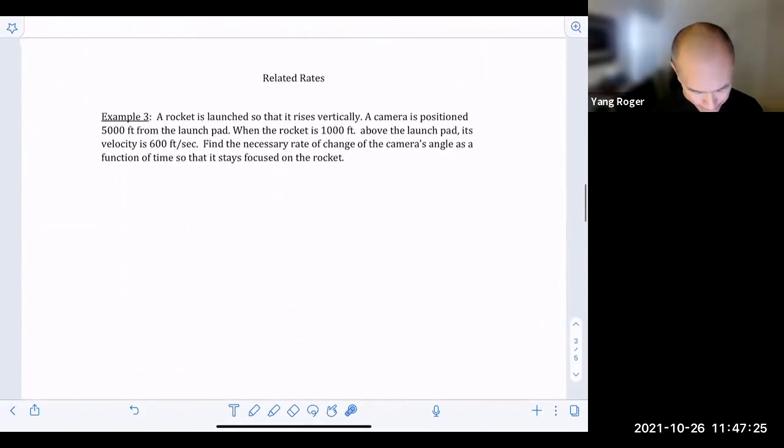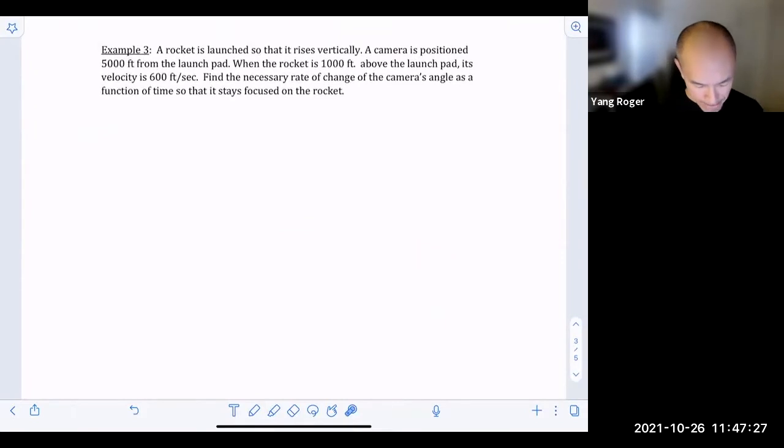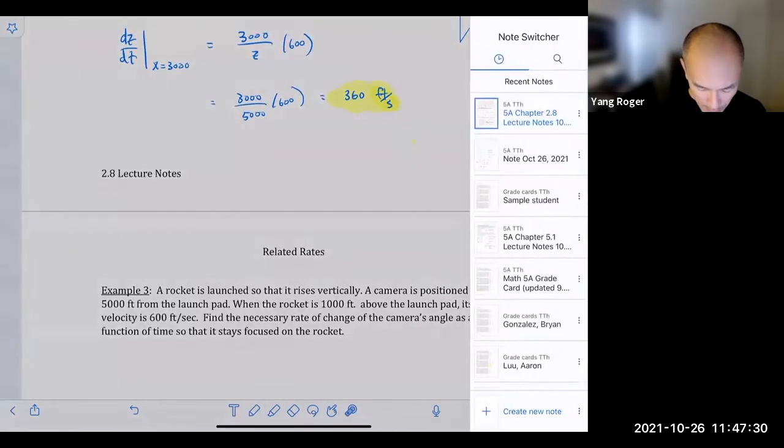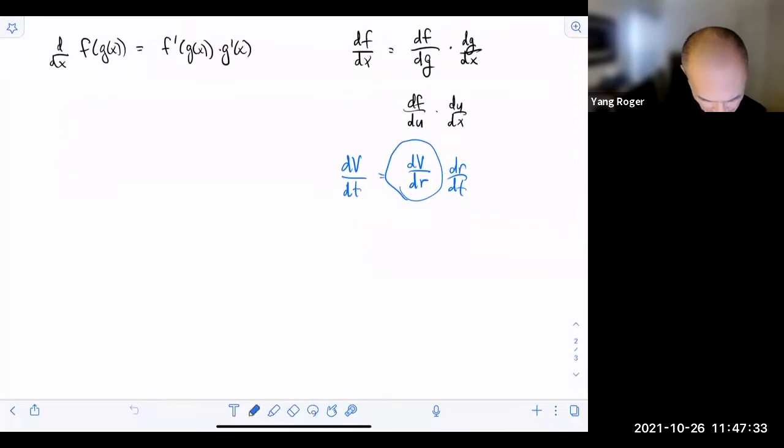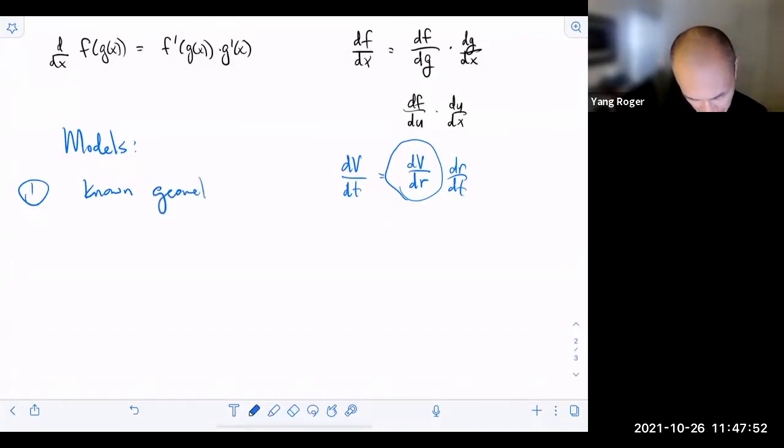All right. Let's take a look at another example here. I want to keep track of different models we have. One we have is just a known geometric equation, like the volume of a sphere.